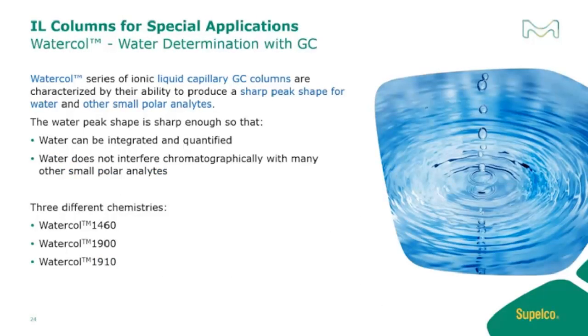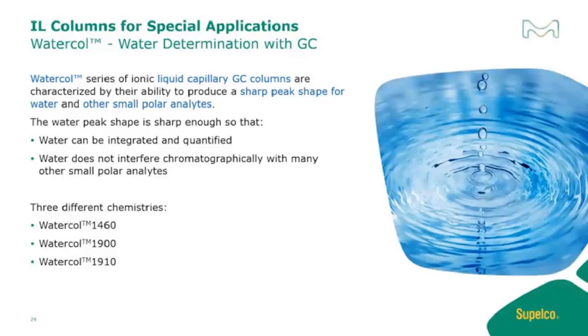Okay, shifting gears. Let's look at some ionic liquid columns for special applications. I want to talk about what we call the water column. It's a column designed to analyze water. It produces a sharp peak shape for water and many other small polar analytes. The water peak is sharp enough so that it can be integrated and quantified, and water does not interfere chromatographically with many other small polar analytes.